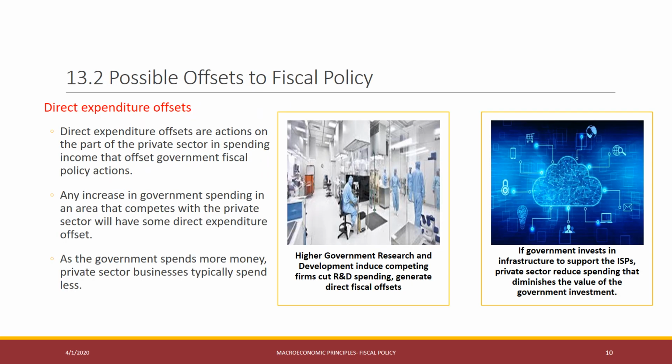We can now discuss the direct expenditure offsets. What do you mean by direct expenditure offsets? These are the actions on the part of private sector in spending income that offset the government fiscal policies actions. Any increase in the government spending in an area that competes with the private sector will have some direct expenditure offset.